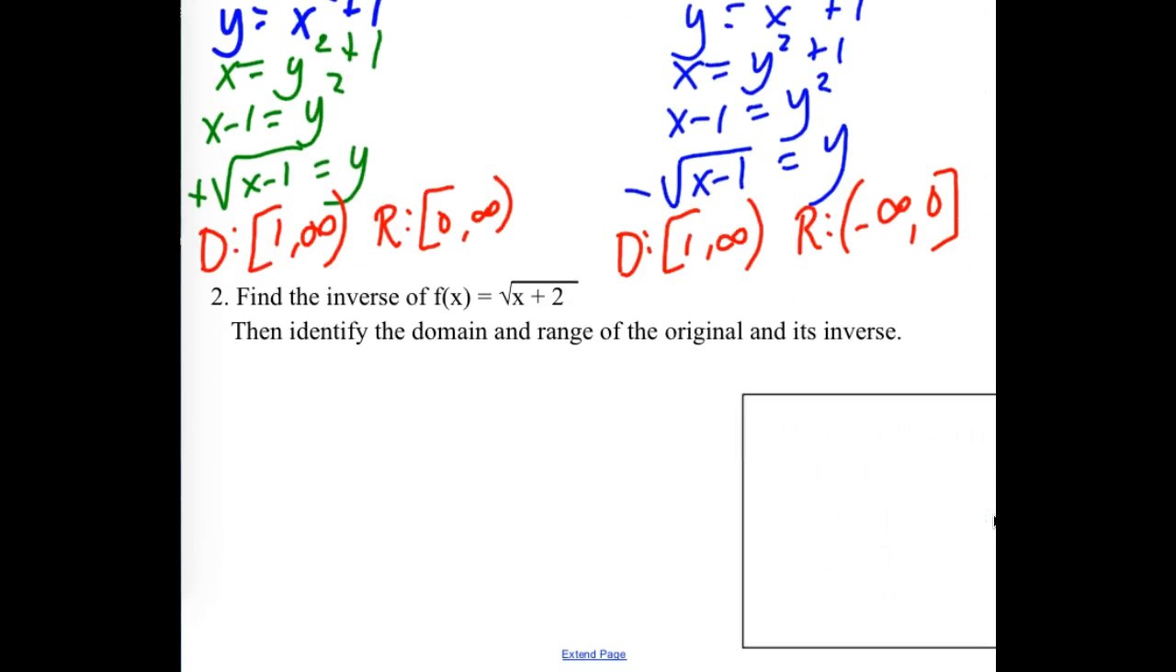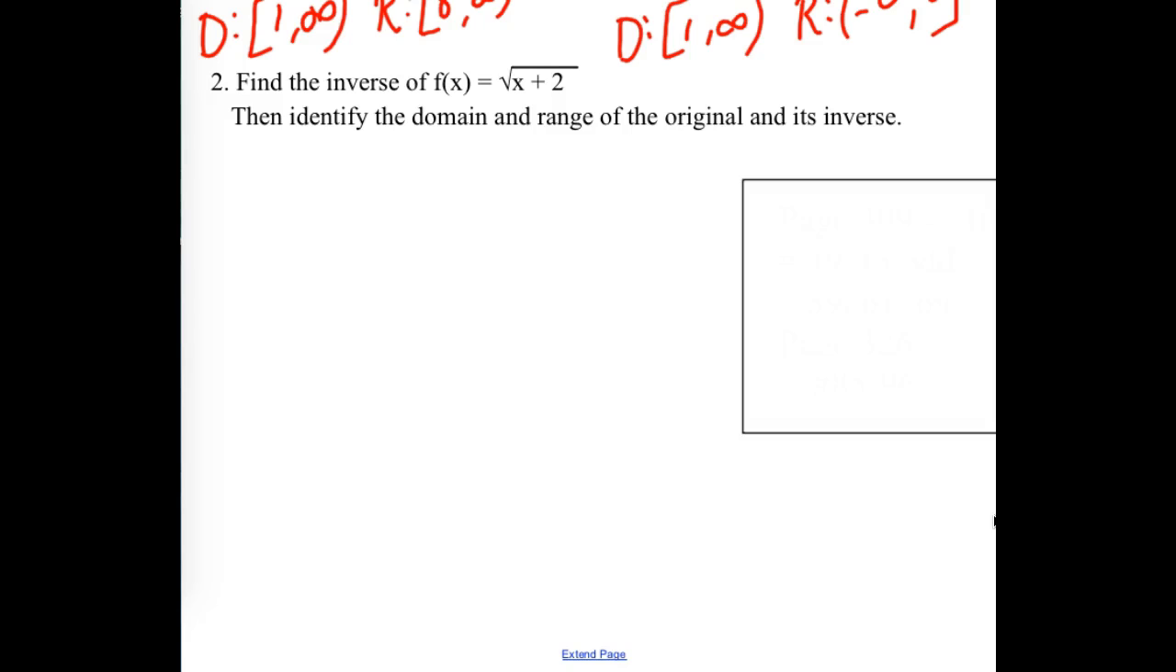All right. This one says, find the inverse of f of x equals the square root of x plus 2. Then identify the domain and range of the original and the inverse. So I'm going to pause the video for a minute. I want you to talk about what's its general shape and what's its domain and range to start with.